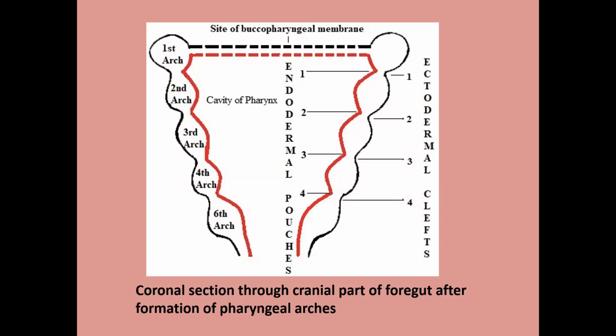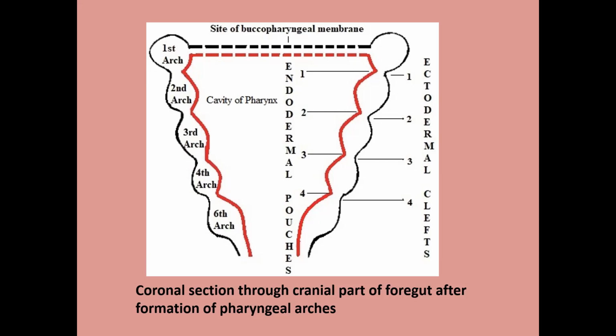So initially there are 6 thickenings on each side in the lateral wall of the pharynx. The 5th thickening disappears so that we have to study only 5 thickenings, and we call them the first arch, second arch, third arch, 4th arch, and 6th arch. So these mesodermal thickenings appear in the 4th to 5th week of intrauterine life.